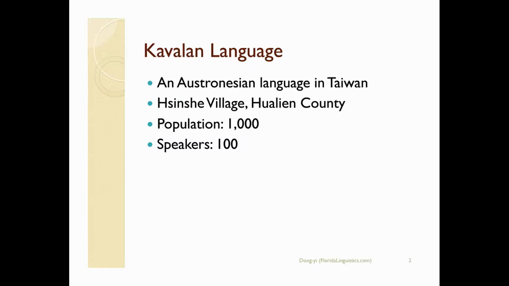Kavalan is an Austronesian language in Taiwan. The dialect that I investigated is spoken in Xinshi Village, Hualien County. The current Kavalan population is around 1,000, but it is estimated that there are fewer than 100 native speakers of this language.